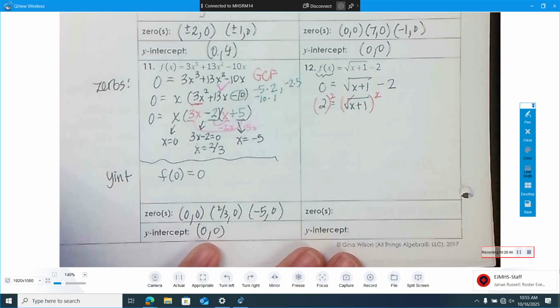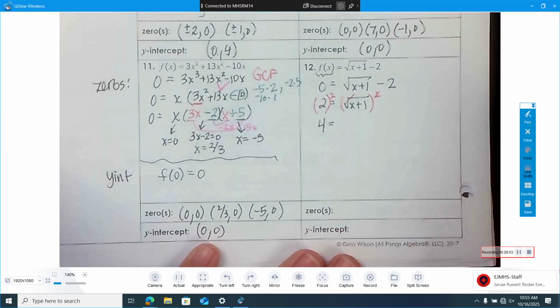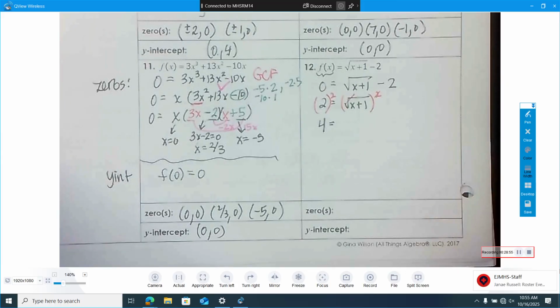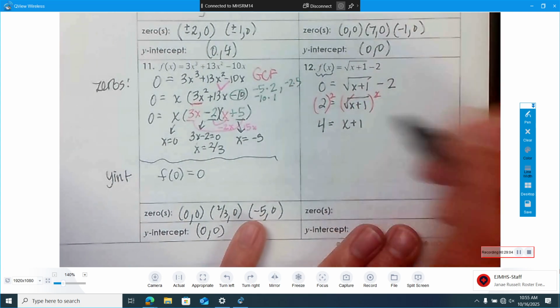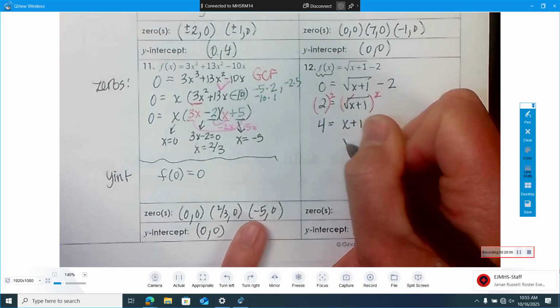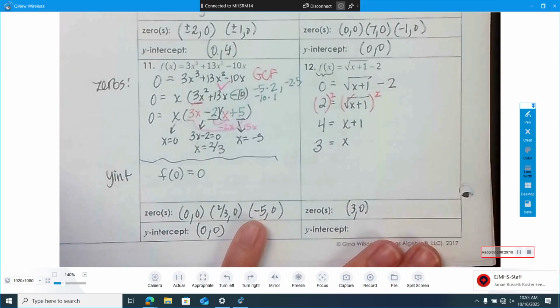The square root and the square cancel out. And so we get no plus or minus, only when we take an even root. Not squaring. Squaring is always going to end up being positive. All right, so then we have 4 equals x plus 1, and then we minus the 1, we get 3. So we have (3, 0).